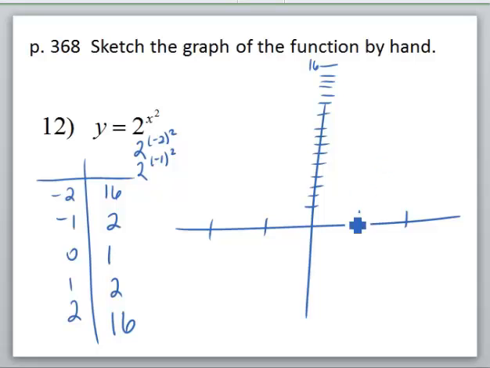Not a very pretty graph, but I did get it accomplished. I've got (0, 1), (1, 2), (-1, 2), (2, 16), and (-2, 16).